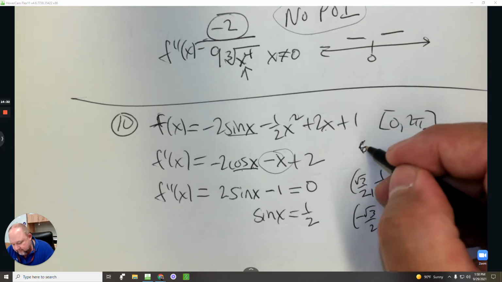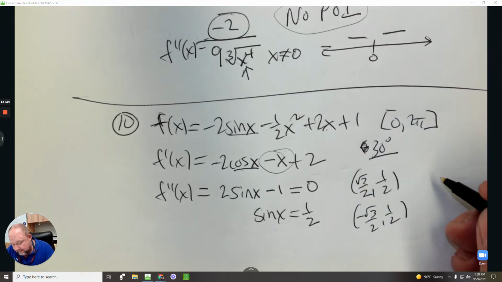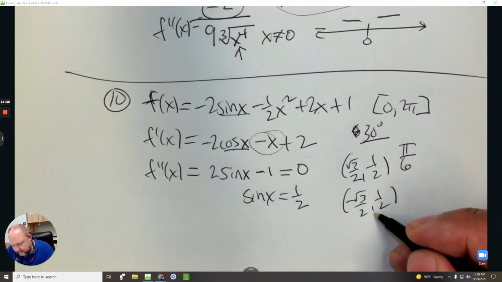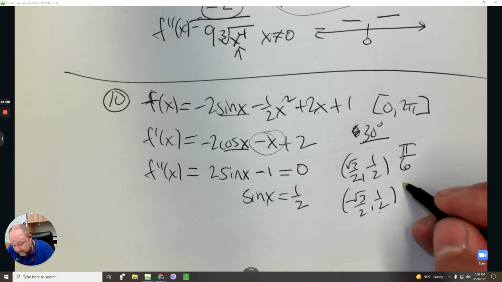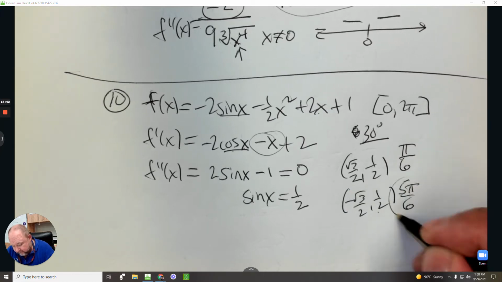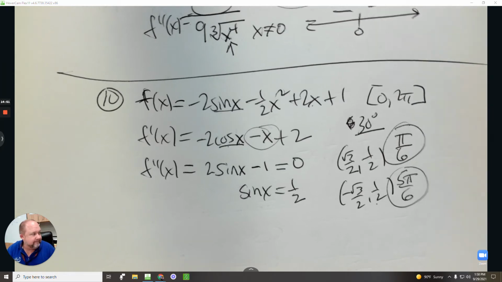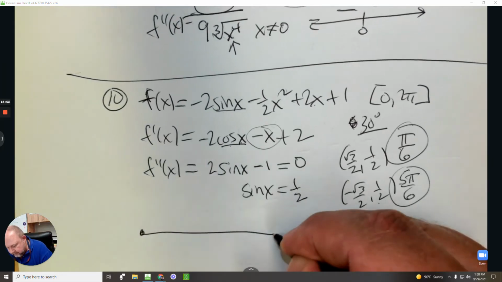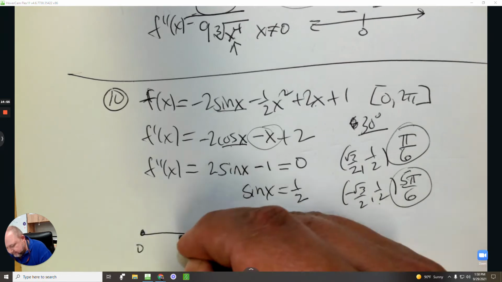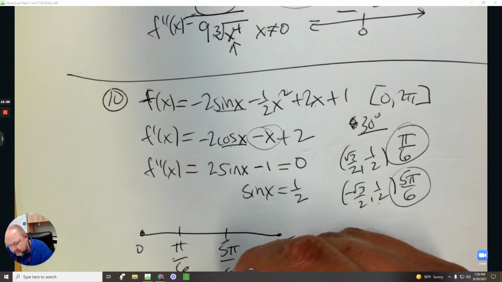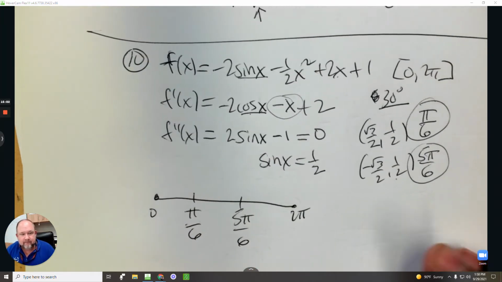So this is a 30-degree reference angle. This angle on the unit circle would be pi over 6. This angle, negative positive, would be 5 pi over 6. Now we're going to draw a number line with those numbers for number 9 or 10. So from 0 to 2 pi, we have pi over 6 and 5 pi over 6.